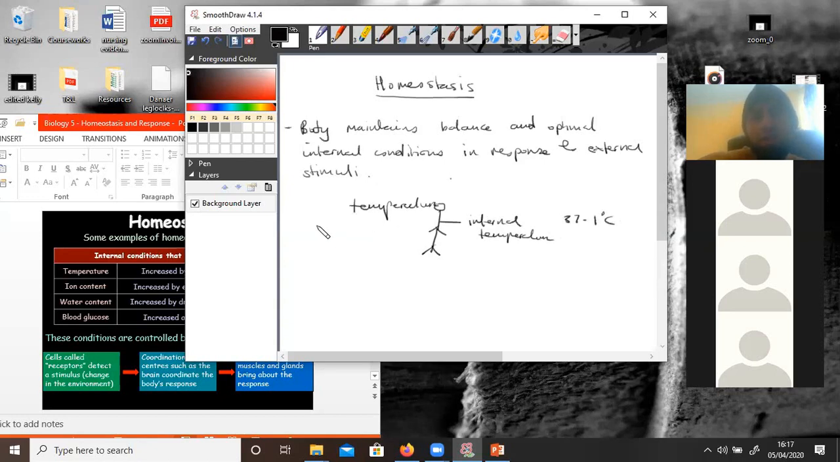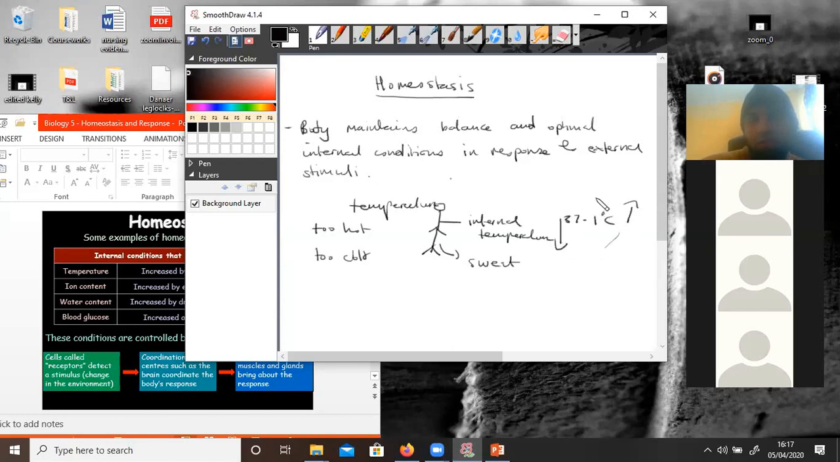If the temperature outside gets too hot, then your body has to respond to cool itself down. Because if it goes above the temperature it needs to be at, then you're going to be in problems. So to cool itself down, the body will do things like sweat. And when you sweat, your body temperature goes down, which we're going to learn about. It will do other things as well. If it gets too cold outside, then your body needs to maintain 37.1 degrees Celsius, because if it goes lower than that, you're going to have problems.